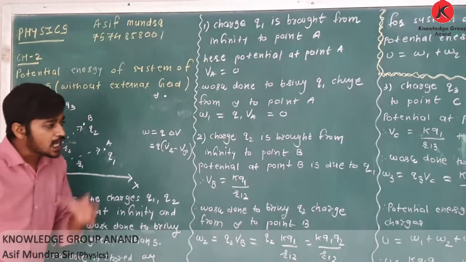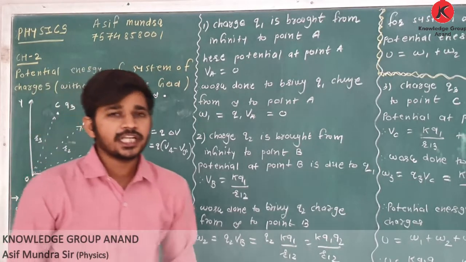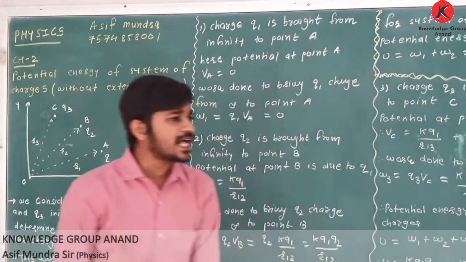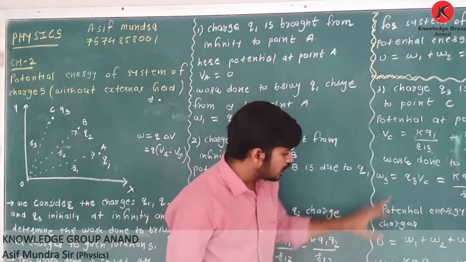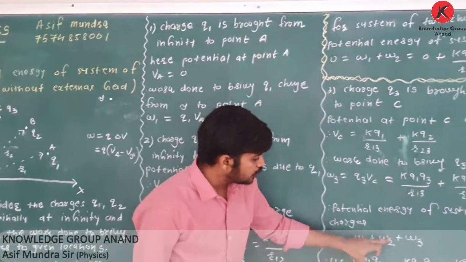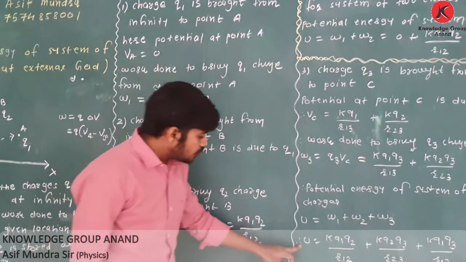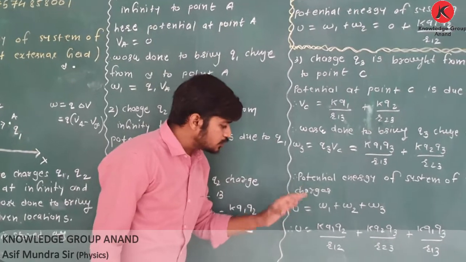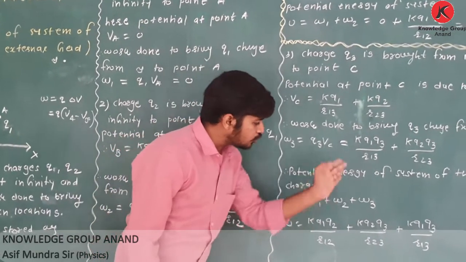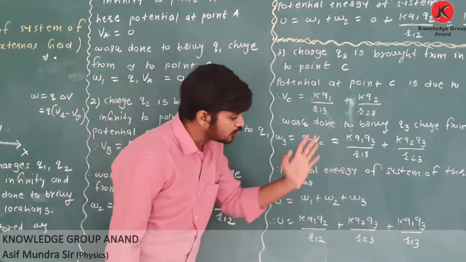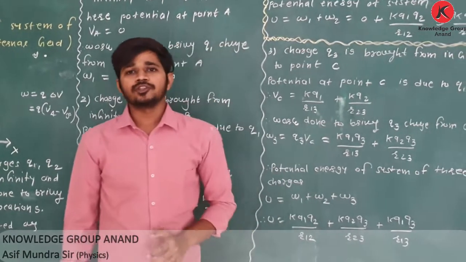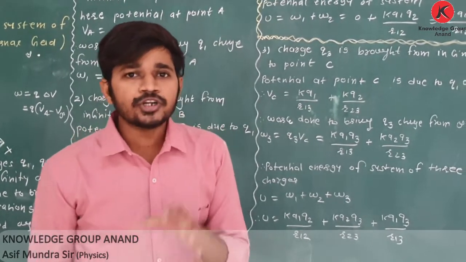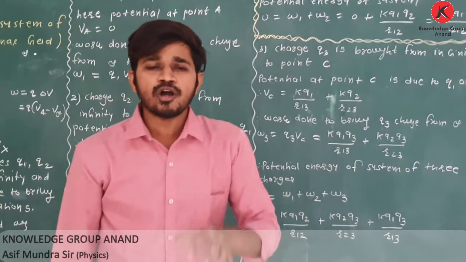So what is the potential energy of the system of these three charges? W is equal to W1 plus W2 plus W3. U is equal to KQ1Q2 upon R12 plus KQ2Q3 upon R23 plus KQ1Q3 upon R13. So it is the potential energy of the system of charges.